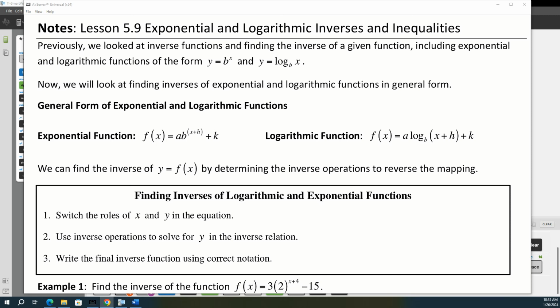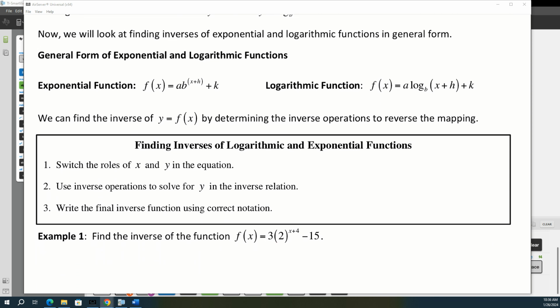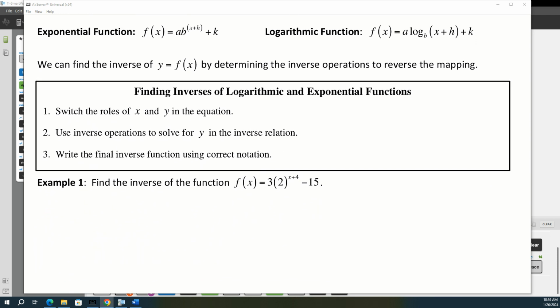All right, so an inverse is a function that undoes what the original function did. So if the original function took a 1 and turned it into a 2, the inverse function would take the 2 and turn it back into a 1. So that's the whole idea of inverse functions. And to do that, you use inverse operations. And just try to remember, the inverse operation of exponential is logarithmic, and logarithmic is exponential.